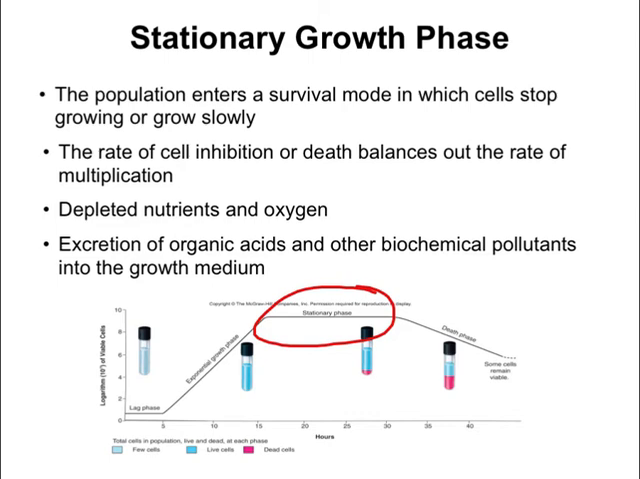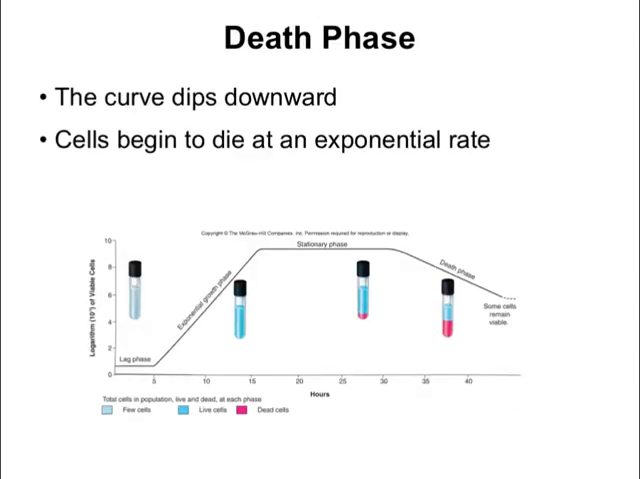So the cells stop growing or they grow really slowly. The rate of cell inhibition or cell death is going to be balanced out by the rate of multiplication. So growth of the population hasn't stopped entirely, but there's not enough nutrient to support all of them. We'll also see excretion of organic acids and other biochemical pollutants into the growth medium that also act to inhibit the growth. After this phase, we enter the death phase.